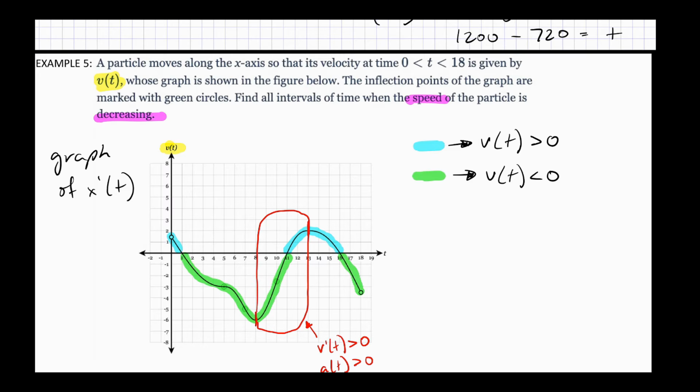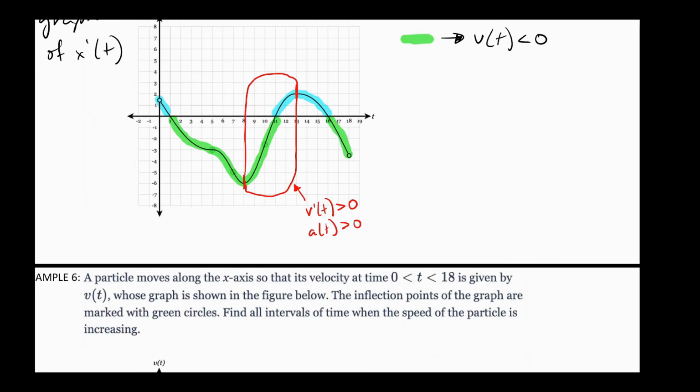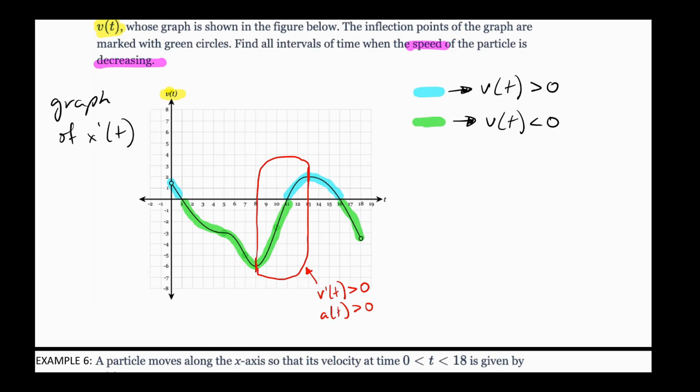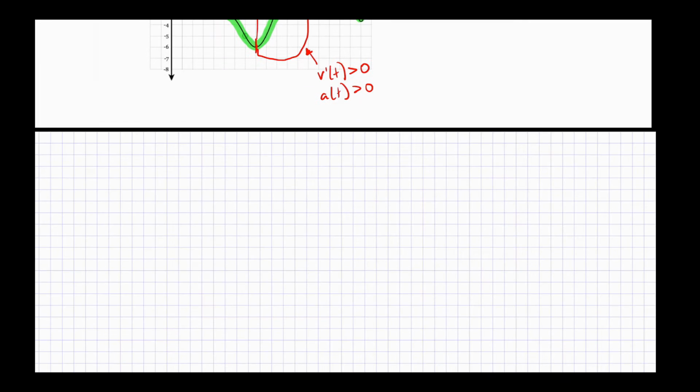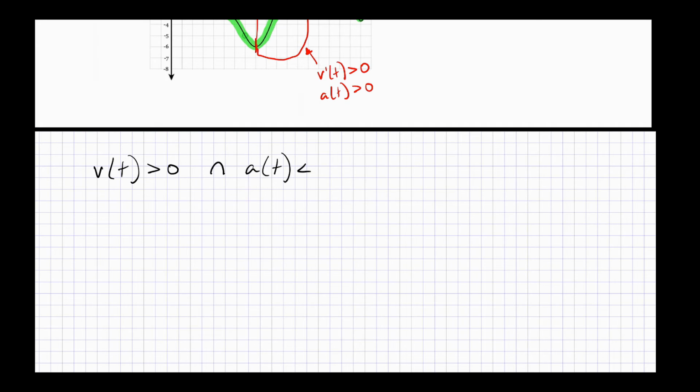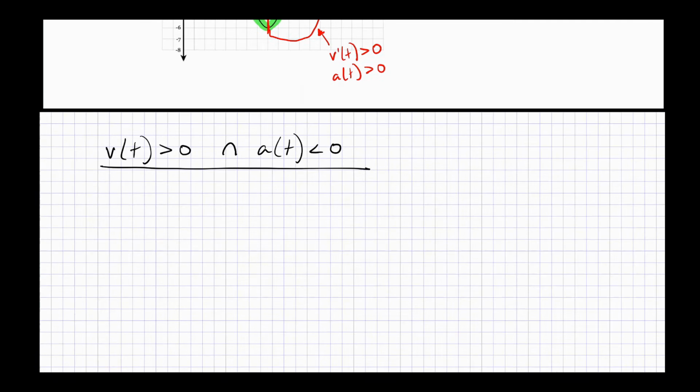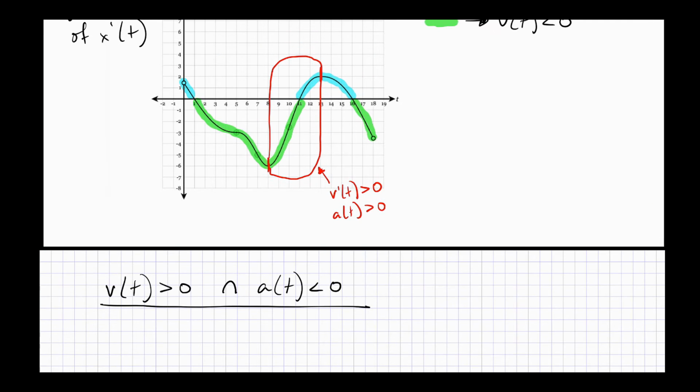Positive velocity first. Okay, so let's make a little note to ourselves down here what we're doing so we don't forget it. Positive velocity and negative acceleration. All right. Let's look at that one first. Positive velocity and negative acceleration.